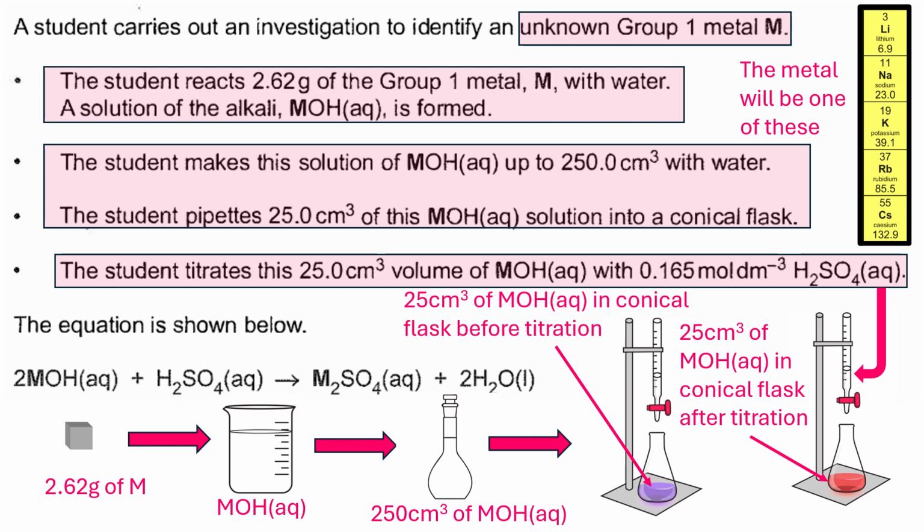This technique of actually drawing out what you think is going on is really helpful to let you work out when any scaling factor might come in. The scaling factor basically is your calculation is going to be based around what happens in this conical flask. But this conical flask contains 25 centimeters cubed, which was taken from 250 centimeters cubed, into which my 2.62 grams of metal went. So in essence, only 1/10 of my solution was actually titrated, wasn't it? That must mean I've got to scale something back up once I've done my calculation to do with my titration here.